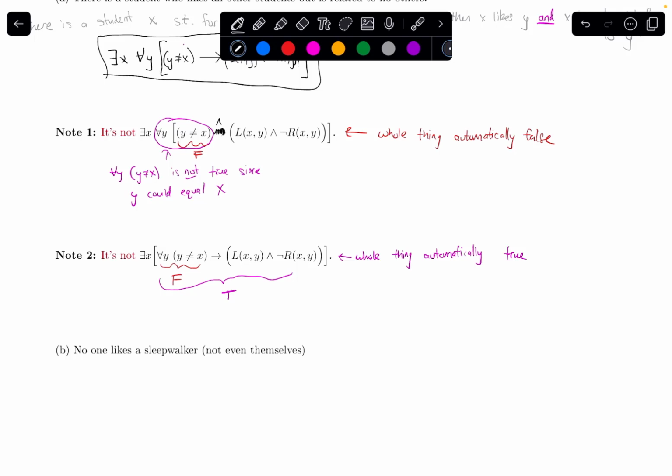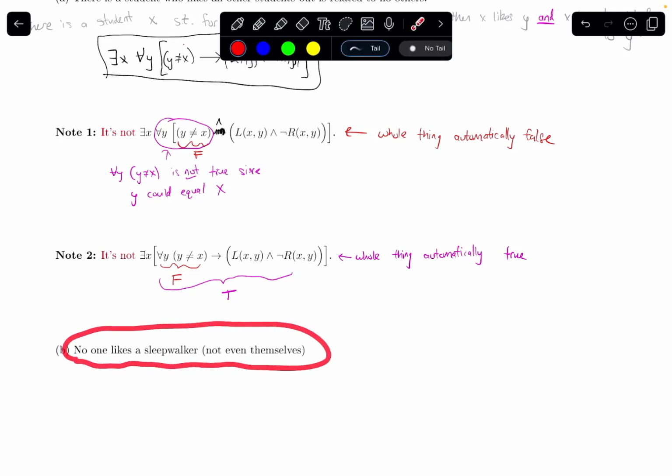In this video, we'll do another example where we convert a sentence in words to a logical statement using quantifiers and operators. So the sentence says, no one likes a sleepwalker, not even themselves.